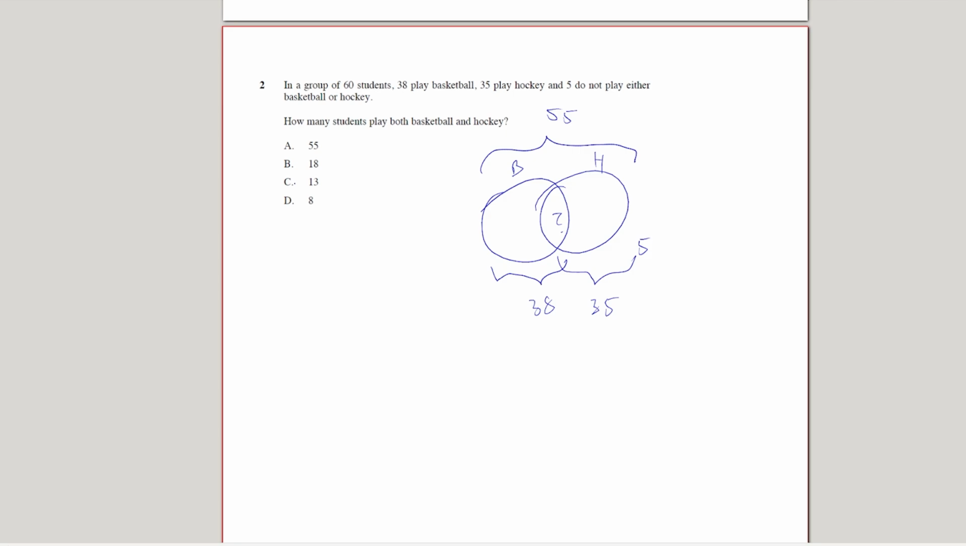So what you want to do is add up 38 plus 35. That has to be 73, and that's both basketball and hockey. Then you want to minus 55 from 73, and that's going to be 18. So this will be 18. And there we go, we have question 2 done already. Let's move to question 3.